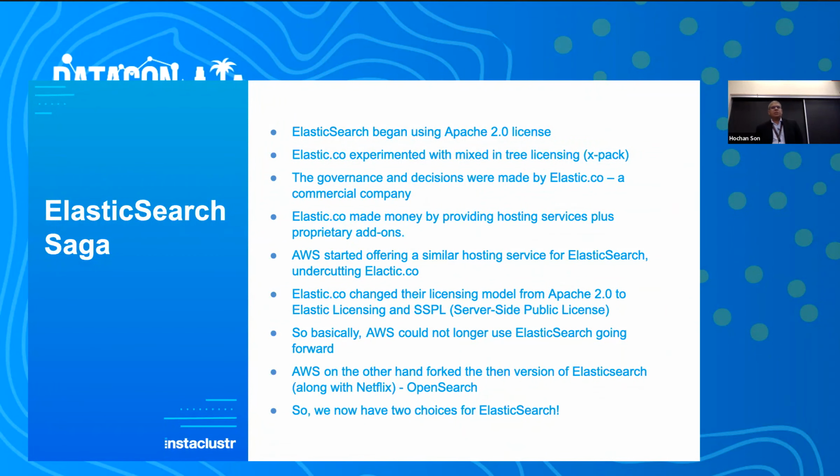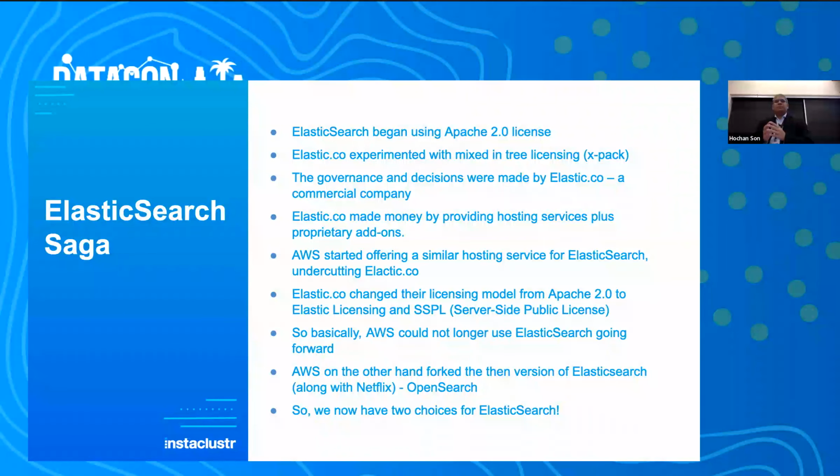As I said, that Elasticsearch saga. So basically, I'm going to take you through an example of how complex this licensing is, and how the market influenced some changes. So Elasticsearch began using this Apache 2.0 license. It's a commercial company using an open source license, which is fine. It experimented with some free licensing with XPack. I think that's confusing. You don't worry about that. It's a little bit nuanced.